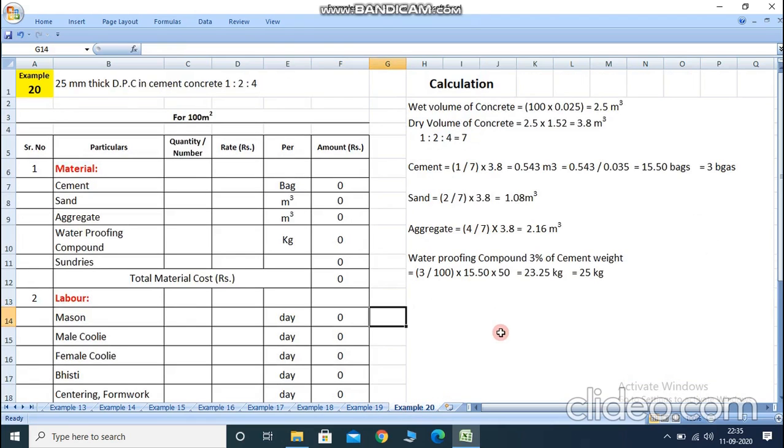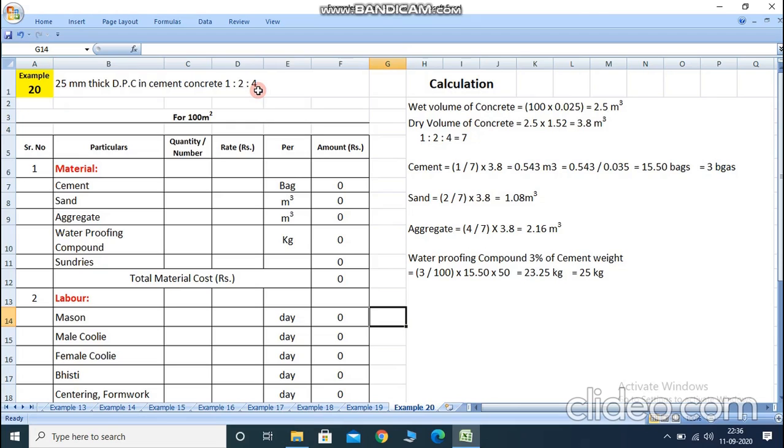Now next we start another example, number 20. In this example, 25 mm thick DPC in cement concrete of ratio 1:2:4. So here we calculate the DPC. For completing the DPC work, the materials required are cement, sand, aggregate and waterproofing compound. So these four materials are required, and labor is required.